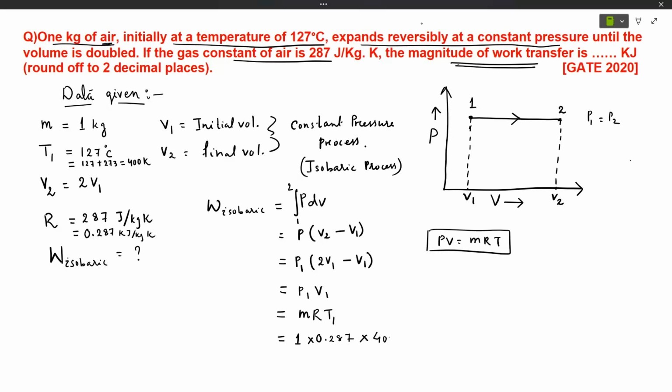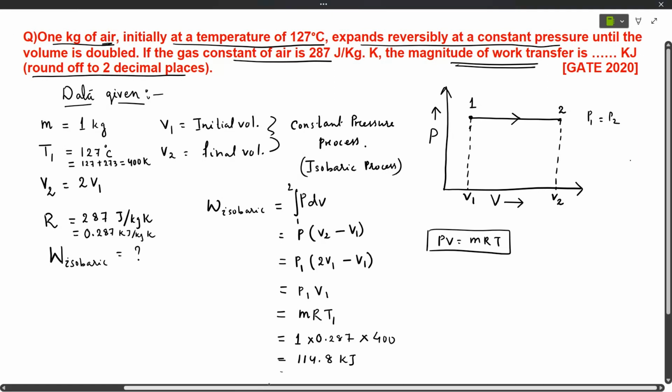If you solve this, you get the magnitude of isobaric work done as 114.8 kilojoule. But see, in this question it is mentioned to round off the answer to 2 decimal places. So let's mention the 2 decimal places, that is 114.80 kilojoule. So this is the final answer for the given question.